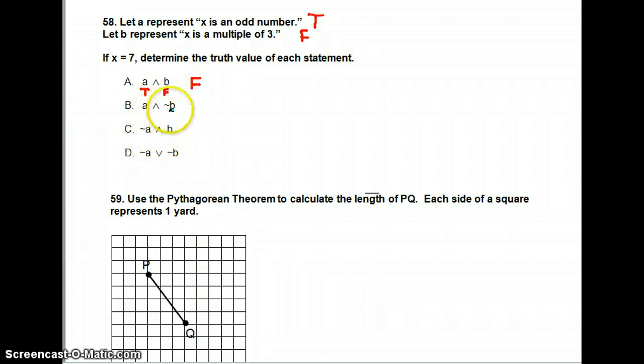If we have A and not B, A is true and not B is true, and both of them are true, so this is going to be true. Not A, if A is true, then not A is false, and B is also false, so false and false is false. Not A would be false, or not B, which is true. We only need one of them, so this is going to be true.